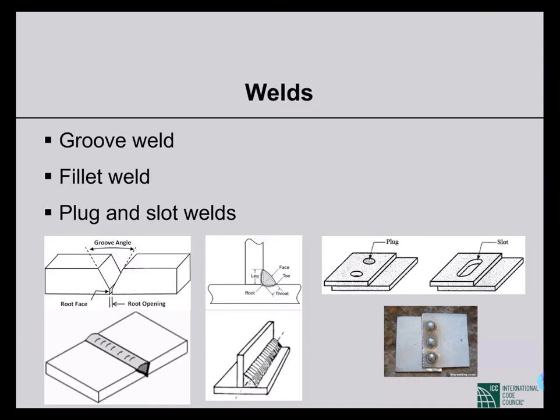The third type is plug weld and slot weld. Plug weld is where we keep a hole in one plate, and we weld in that hole and create a plug, so that one plate doesn't move from another plate. And the hole may not be just circular, it can be elongated. In that case, we term that slot weld. So these are different types of welds.